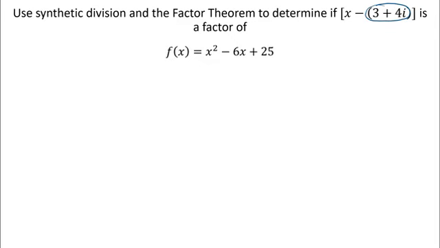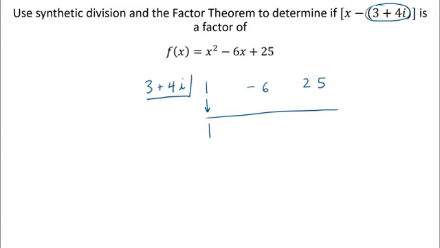Well, let's use synthetic division to test to see if 3 plus 4i is a zero of x squared minus 6x plus 25. And if it is, then we know that x minus the quantity 3 plus 4i is a factor by the factor theorem. All right, so I've set up our synthetic division here. First step in synthetic division is to bring down the leading coefficient of 1.